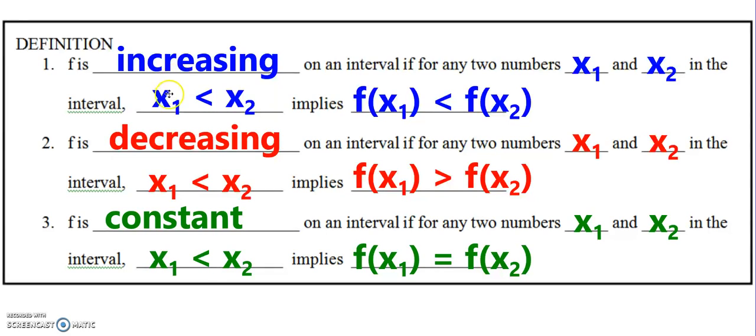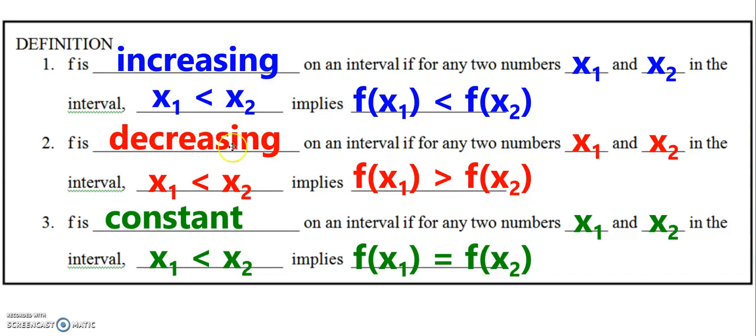So the function is increasing if as I move to the right, so I'm moving from, say, x1 to x2, I'm moving up. So I'm moving from f of x1 to f of x2. That should make sense. That's what increasing is. So think about as we move from left to right, the function's going up.